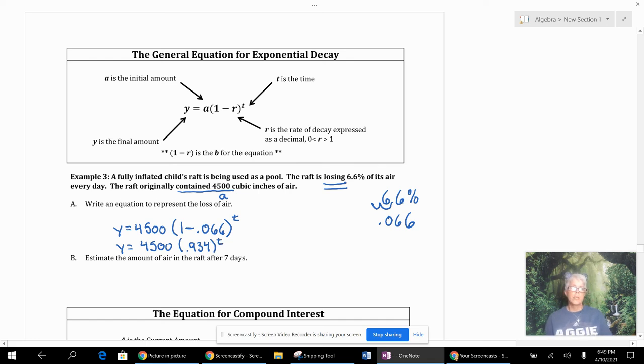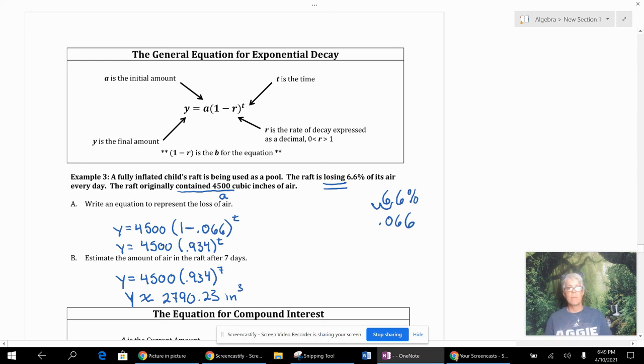Now I can just look at this equation and see that it's going to be decay because B is less than 1. So now I'm going to put 4,500 times 0.934 to the power of 7, and I will get y approximately, that's where these little wiggly marks come in, 2790.23, and we're talking about cubic inches, so I'm going to put it to the power of 3.